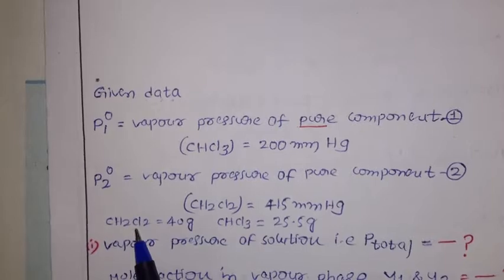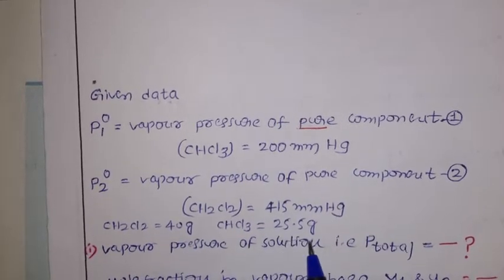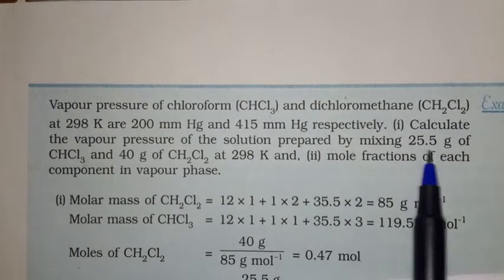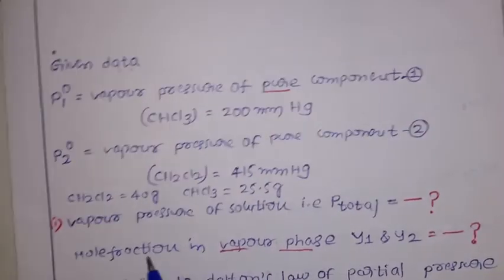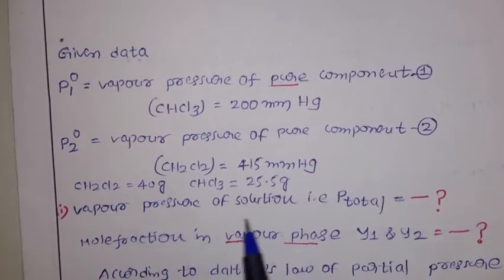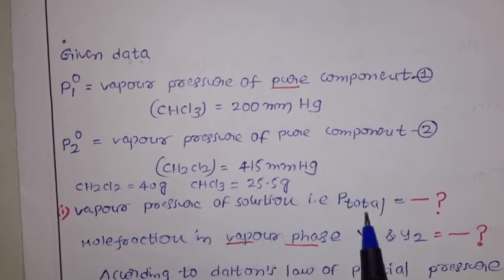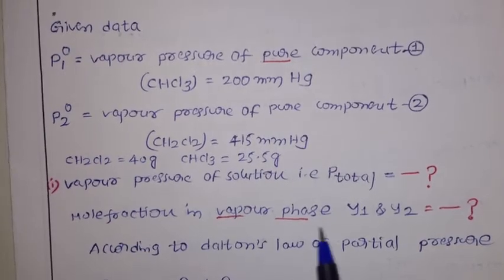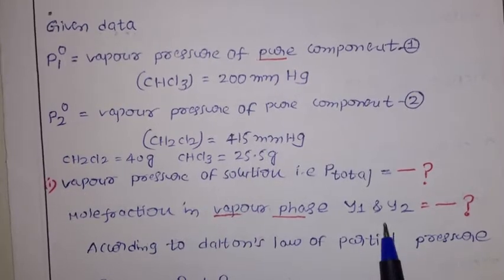The mass of dichloromethane given is 40 grams, and of chloroform 25.5 grams. So they have given the masses of chloroform and dichloromethane. Now let us see what we have to calculate. The vapor pressure of the solution, that is P total, is the first question. The second question is the mole fraction in the vapor phase, nothing but Y1 and Y2, that we have to calculate.